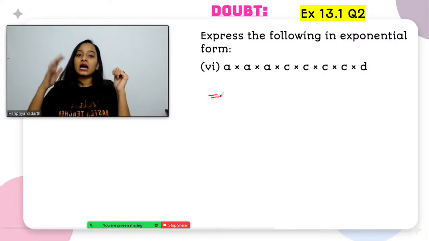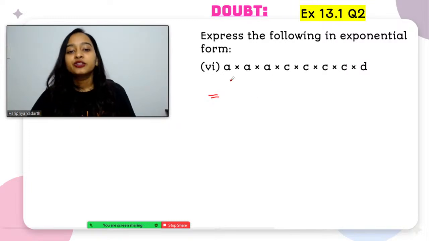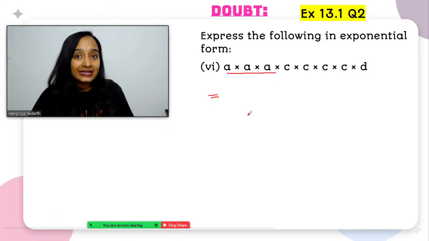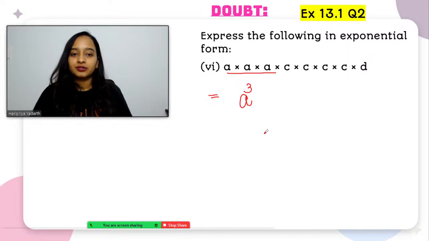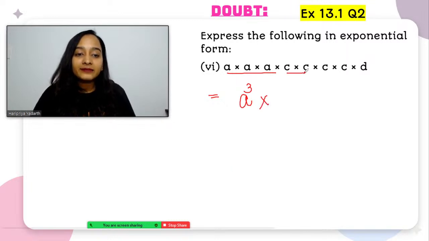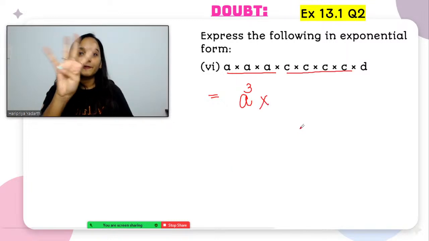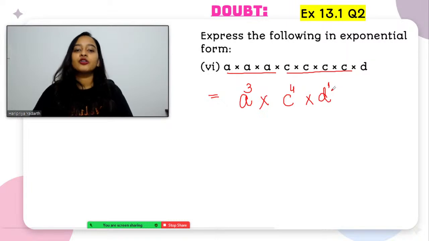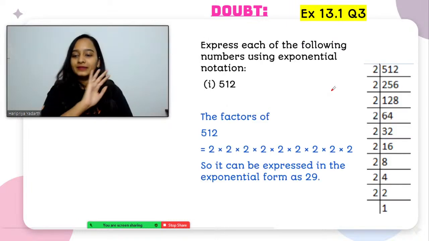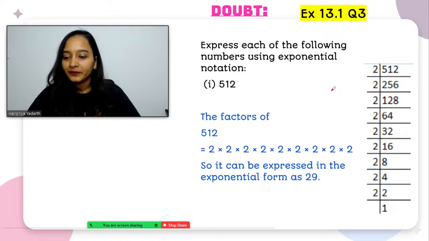Exponents and powers are applicable to all of them. So if you are multiplying a 3 times, the base a will remain as it is, to the power 3. Now c is getting multiplied how many times? 4 times. So it is c to the power 4 multiplied with d to the power 1. This is how you write it in exponential form. That's it. Simple.